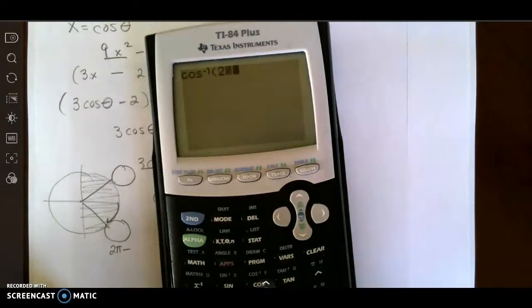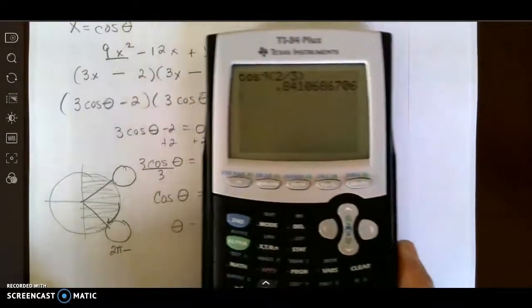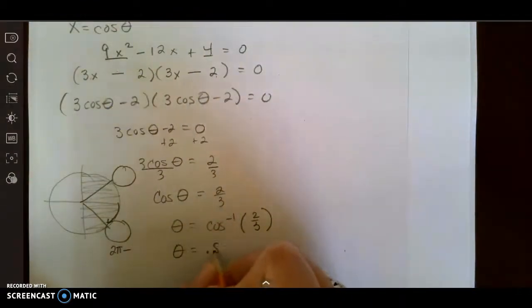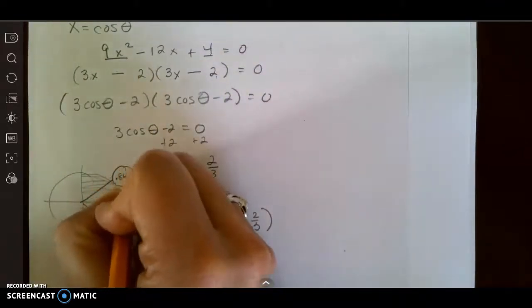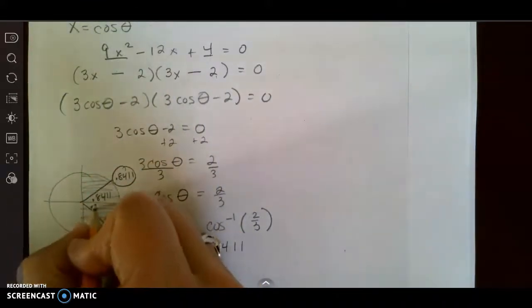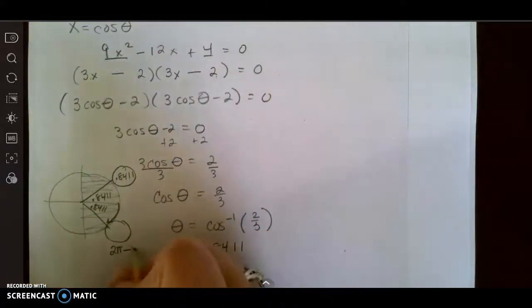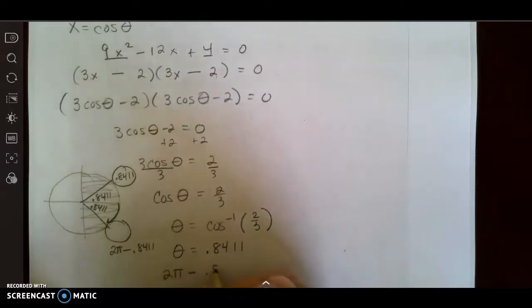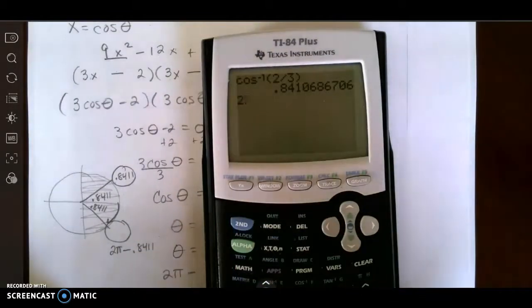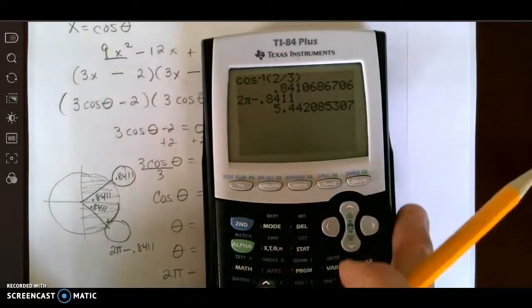Inverse cosine of 2/3, and I get 0.8411. So this is 0.8411. I then want my other answer to be 2 pi minus 0.8411. 2 pi minus 0.8411, and I get 5.4421.